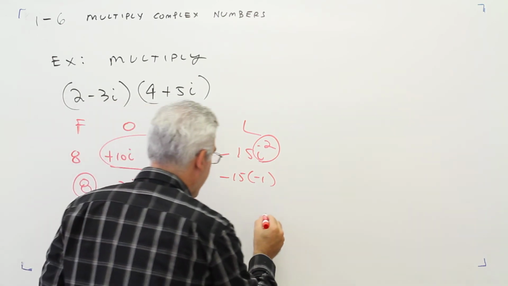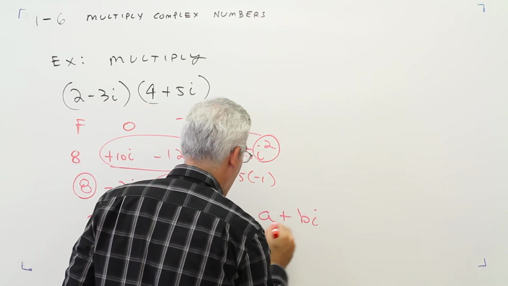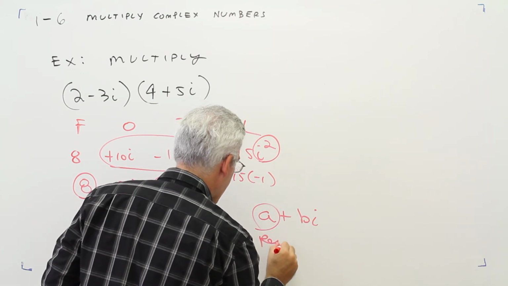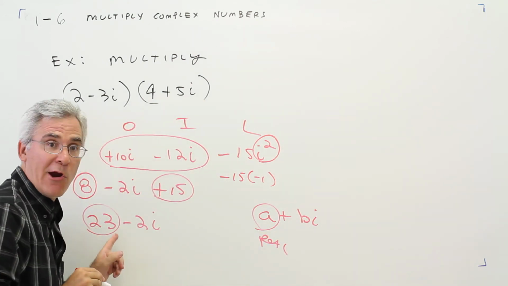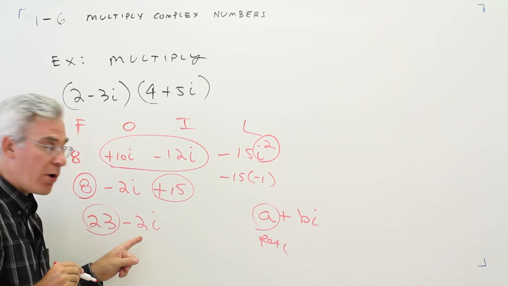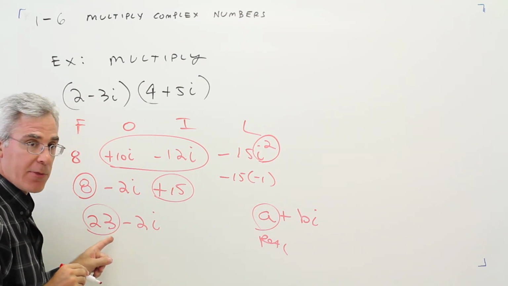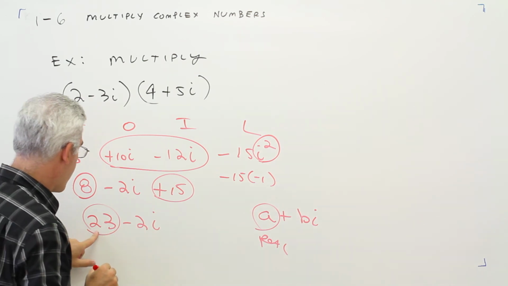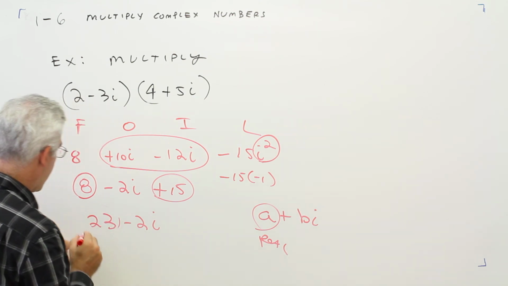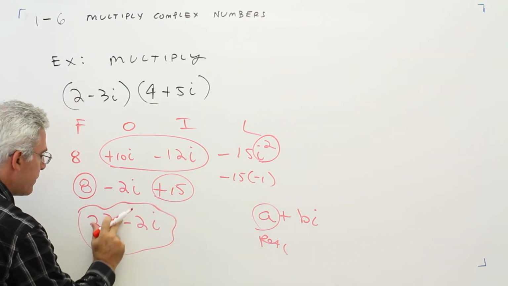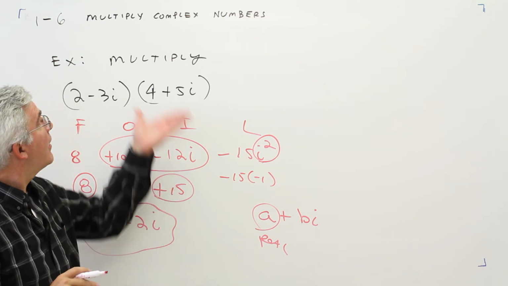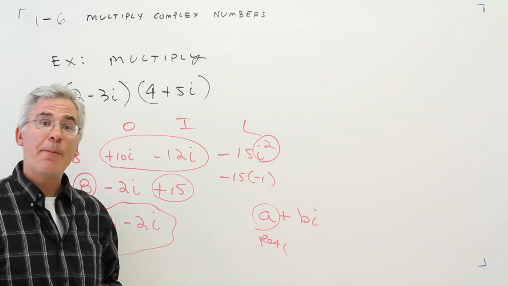Recall, complex numbers were in the form a plus bi. You always want to put the real part first. Don't ever report your answer as minus 2i plus 23. So 23 minus 2i. I will just leave my answer like that. And there you have it, how to multiply two complex numbers.